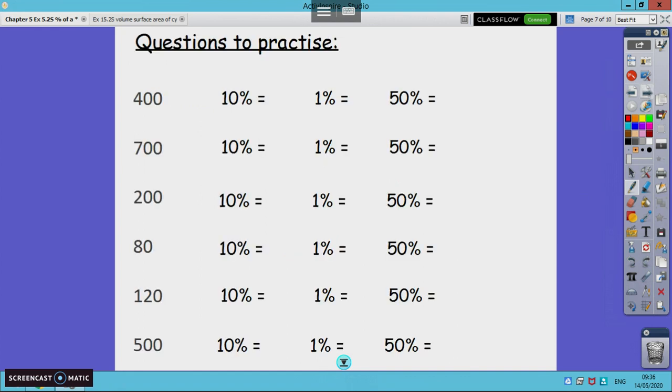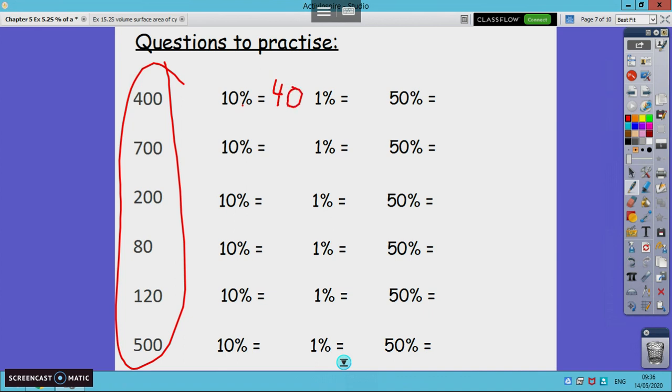All right, here are your questions I'd like you to do today. So for each of these numbers here, I would like you to find 10%, 1%, and 50%. So I'll do the first one with you, just in case you need to. Well, first one, I need to find 10%, so I need to do 400 divided by 10. That would give me 40. For 1%, I need to do 400 divided by 100. That means how many hundreds go into 400? Well, 4. And you can see there that we've just chopped those 2 zeros off, which is why everything is moved to the right 2 places. Then 50%, so what's half of 400? 200.